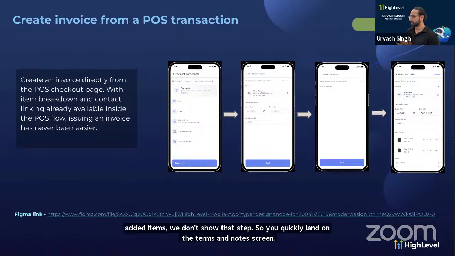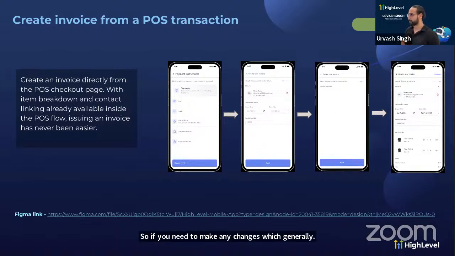So if you need to make any changes, which generally is something that not a lot of people would do, because terms and notes are something that you can define once and reuse them every single time for every invoice. Finally, you have the last step, which is, of course, to preview the invoice and send it out. So very, very simple to build an invoice using the point of sale.